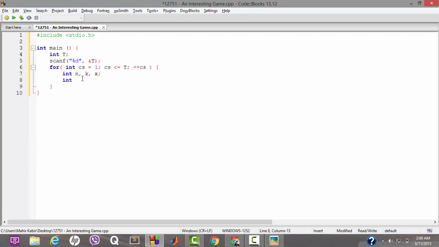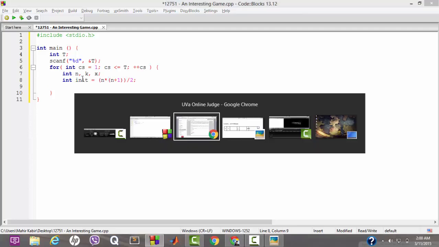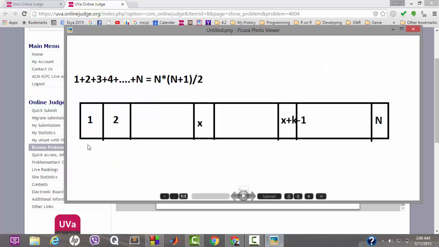So at first we will need the initial total weight. We'll name it as an int, and the equation to find the total weight of n marbles is n into n plus 1 by 2. Okay, so now we have the initial total weight. Now we need the weight of this portion, that is from x to x plus k minus 1. To get that summation, at first we will need the summation of 1 to x plus k minus 1.